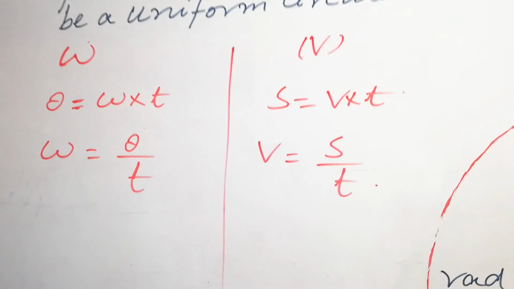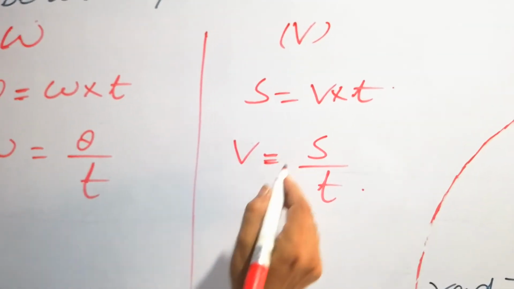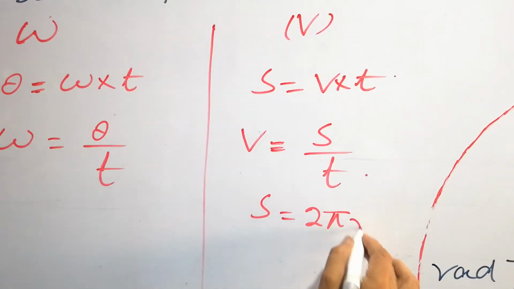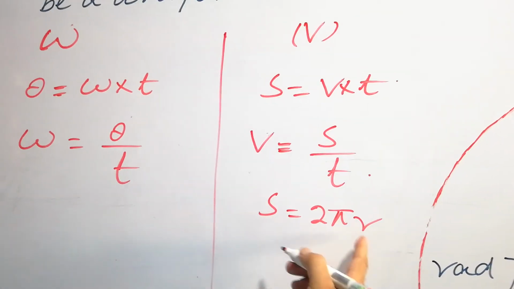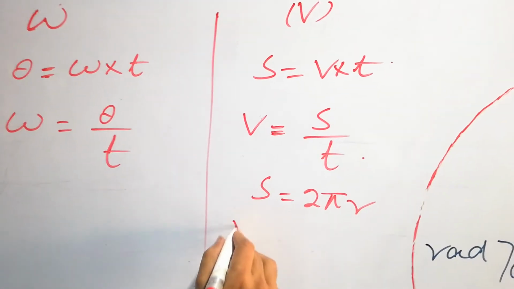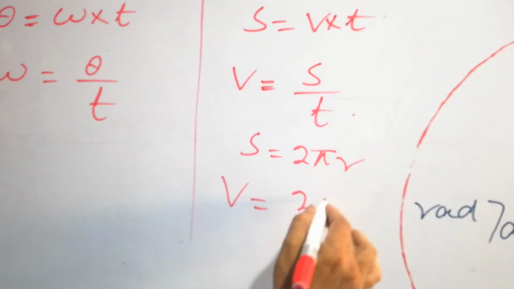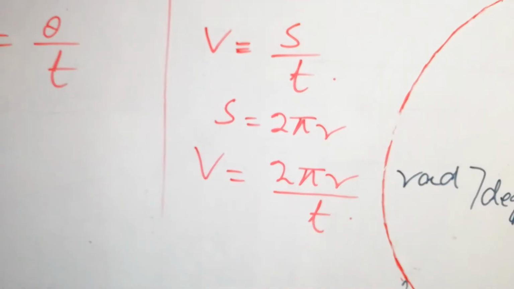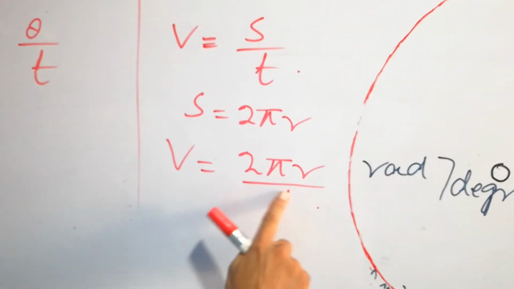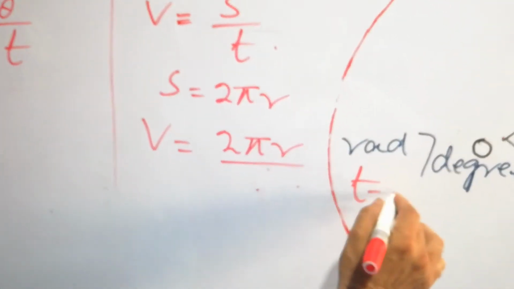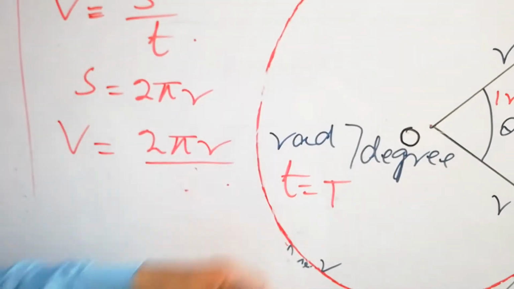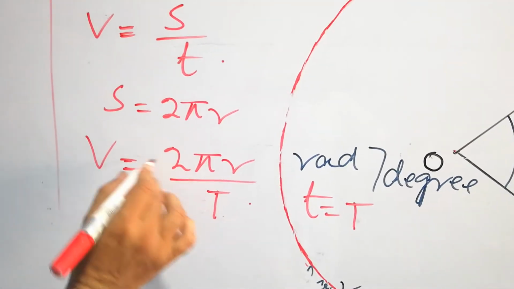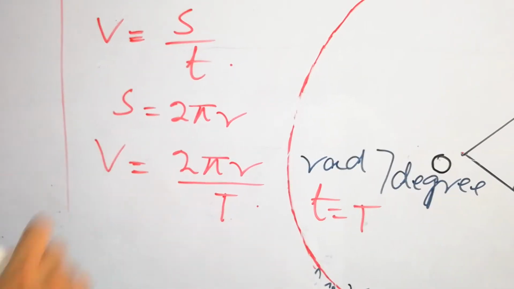In one circle, s is equal to 2 pi r. You must know, in one circle, s is equal to 2 pi r. So v is equal to 2 pi r divided by t. In one circle, this time t is equal to capital T, so that is the time period.